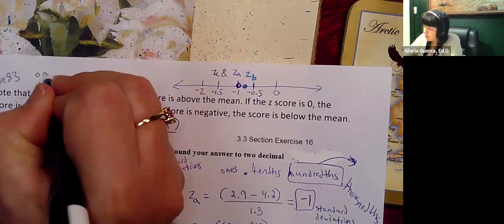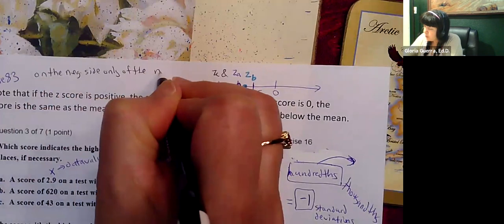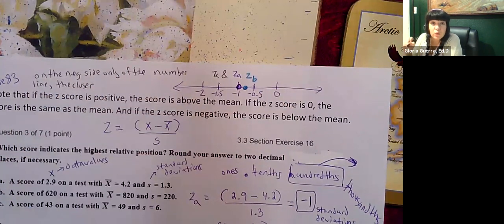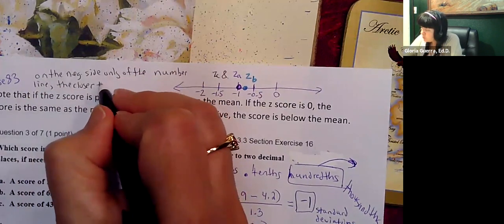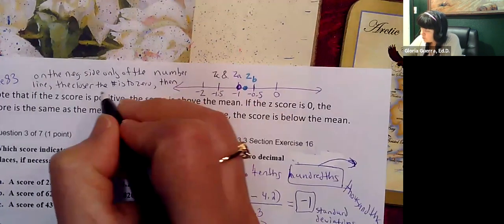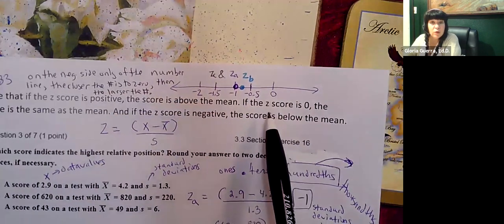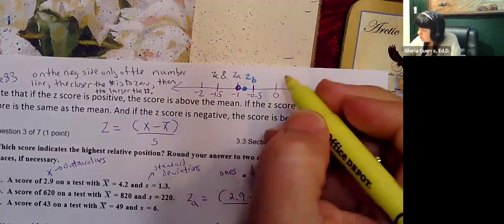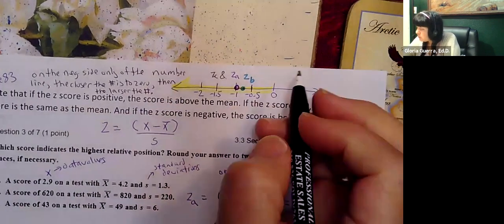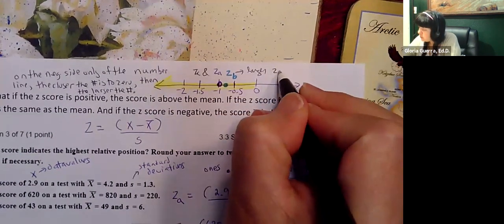So on the negative side only of the number line, the closer the number is to 0, then the larger the number, right? So only on the negative side of the number line. The closer that little dot, that point is to 0, then the larger it is. So that means that this one is larger. That's the larger z score.